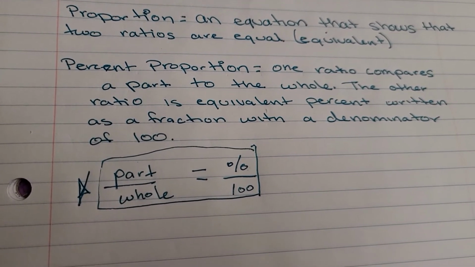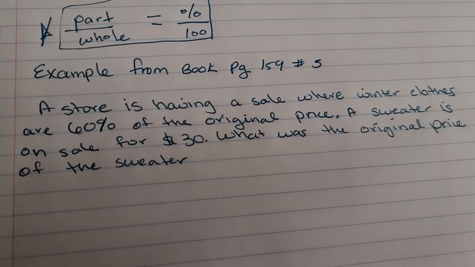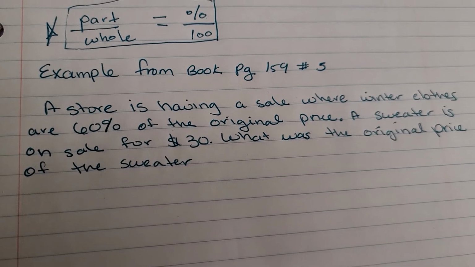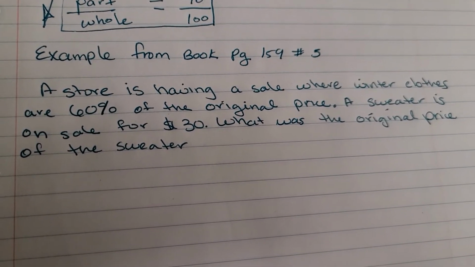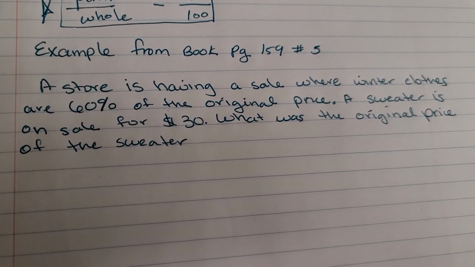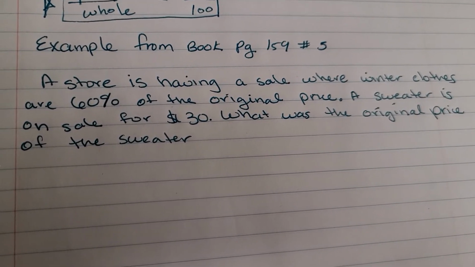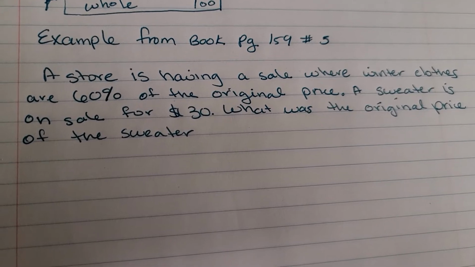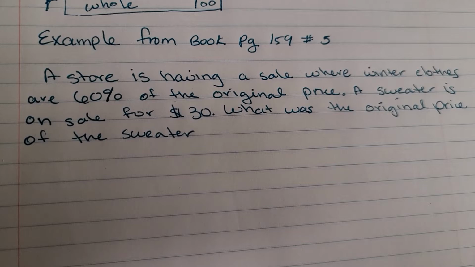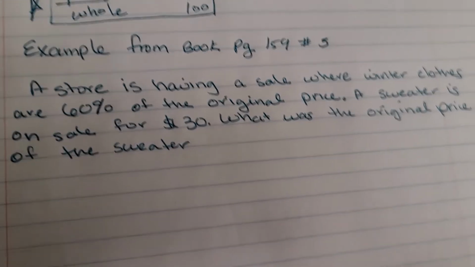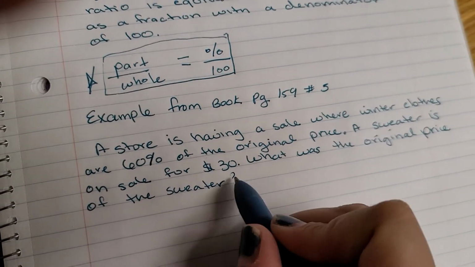Now I'm going to give you an idea right now. Here's an example, and this example is from your book, page 159, number 5. A store is having a sale where winter clothes are 60% off the original price. A sweater is on sale for $30. What was the original price of the sweater? So we have that question right here.